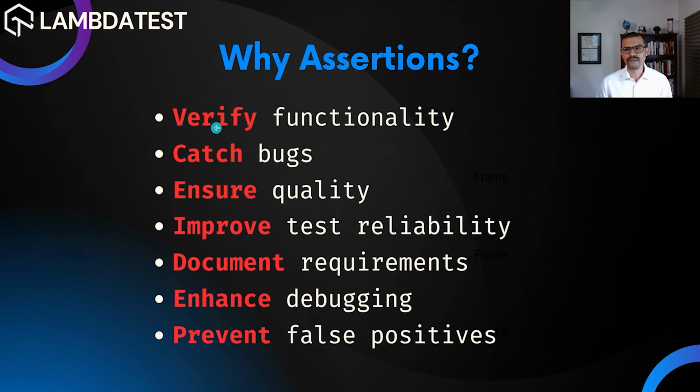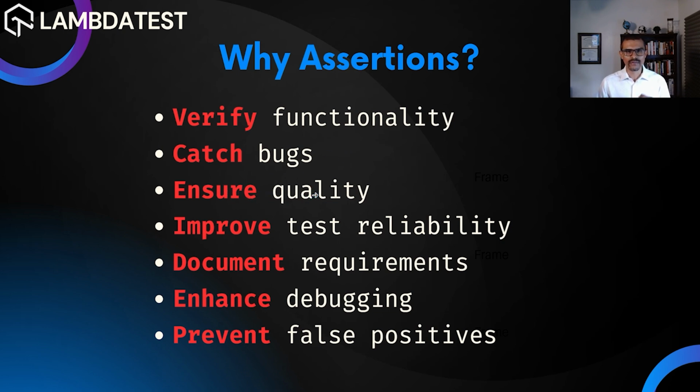And here we have a few reasons why assertions are important. Number one is verify functionality. The whole point of testing is to verify some type of functionality, and assertions allow us to do that. We can also catch bugs, right? As a QA engineer, our main job is to make sure that we have a good product free of bugs. We're not always able to achieve 100% of that goal, but we know that with assertions, we're able to find many bugs. Having assertions in our tests also helps us to know that we're delivering a good quality product. That's why we have here ensuring quality.